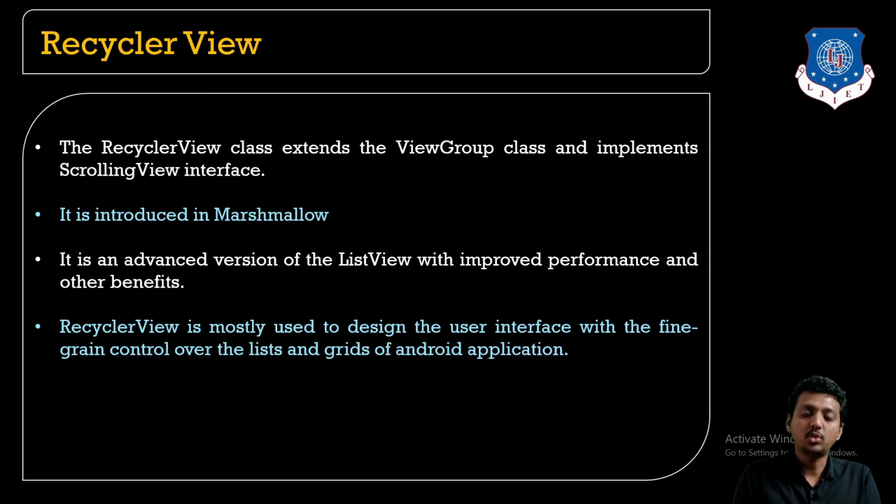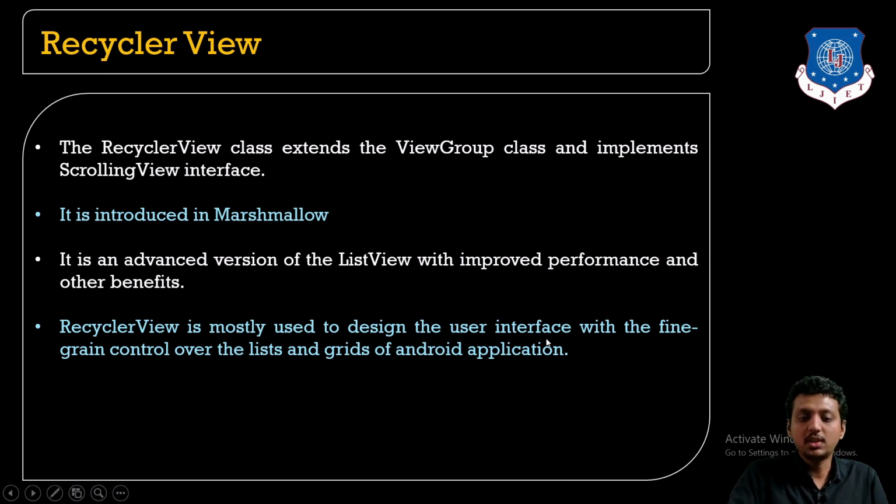Today we are using the recycler view most of the time. Why? Because it extends the view group class and implements the scrolling view interface. That means whatever you build in the recycler view is by default a scroll view. The recycler view was introduced in Android Marshmallow. It is an advanced version of list view and grid view, which improves performance in fetching the data and showing the results in the list or grid view.